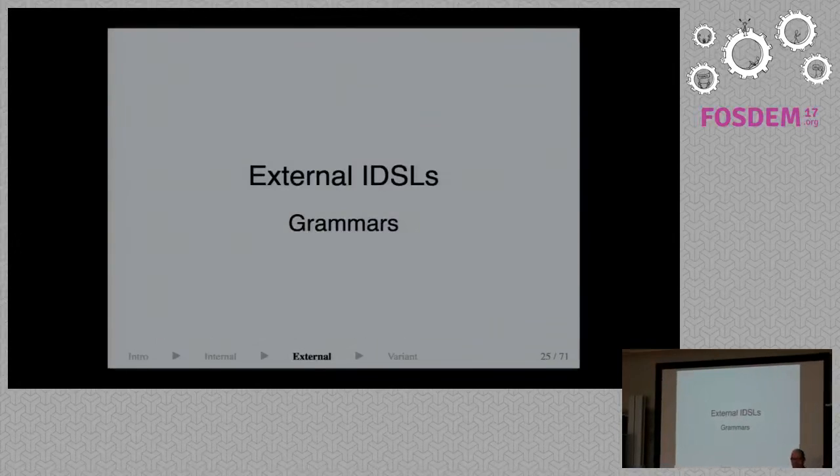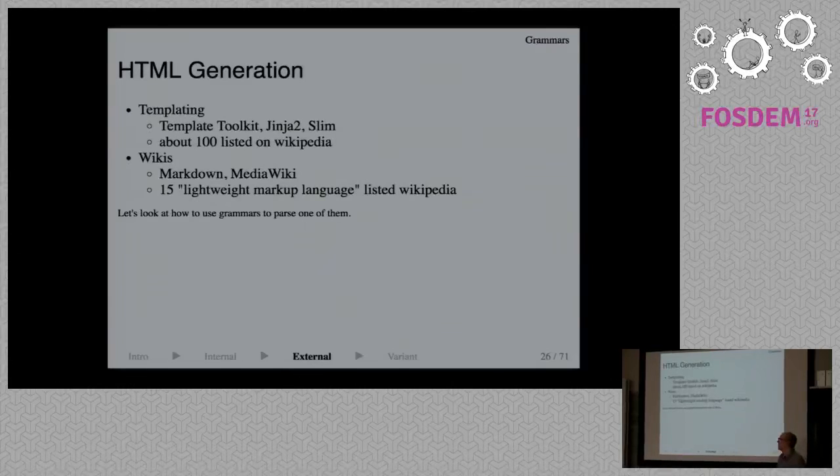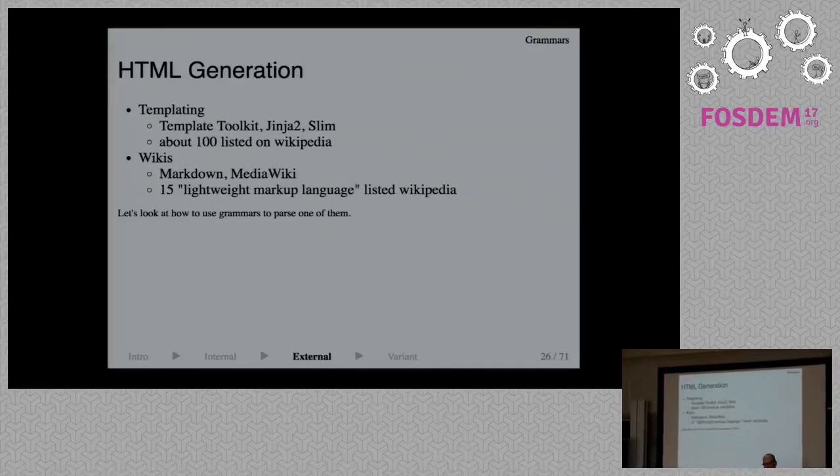Okay, so part 2 is external informal domain-specific languages. And for this, Perl 6 has a feature a lot of you have probably heard about already called grammars. Some typical examples of external DSLs include templating languages and wikis. So for the next section, I'm going to take an example of one of these languages, and we're going to go through it, and I'll show you what it's like to write a grammar to parse a language like that.